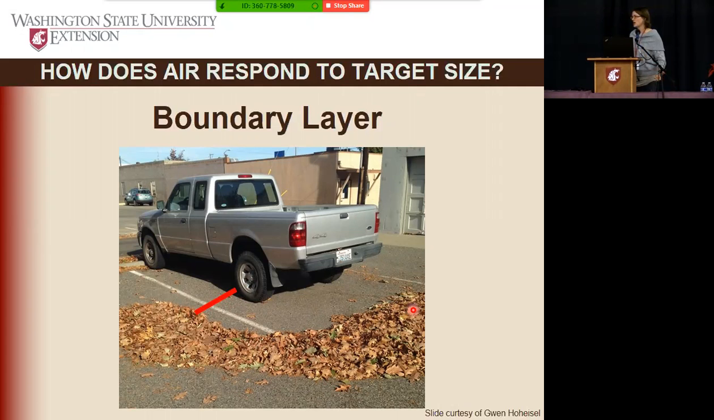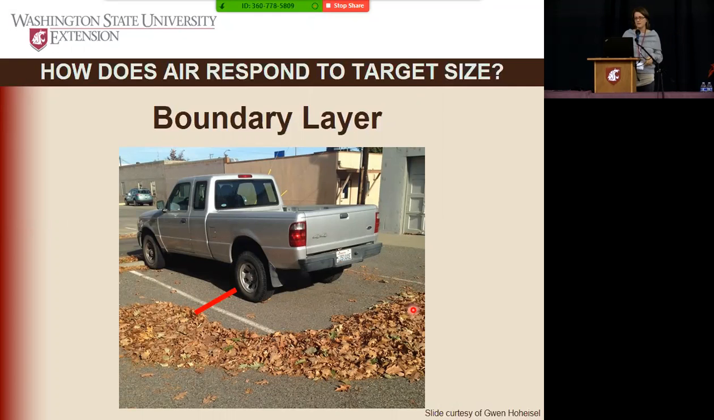You'll have smaller boundary layers around smaller objects, posts and stuff like that, meaning you'll get snow that goes all the way around a post, but it will only go halfway around a tree or a garbage can. Right? Just like my leaves here. So how does that relate to a spray?